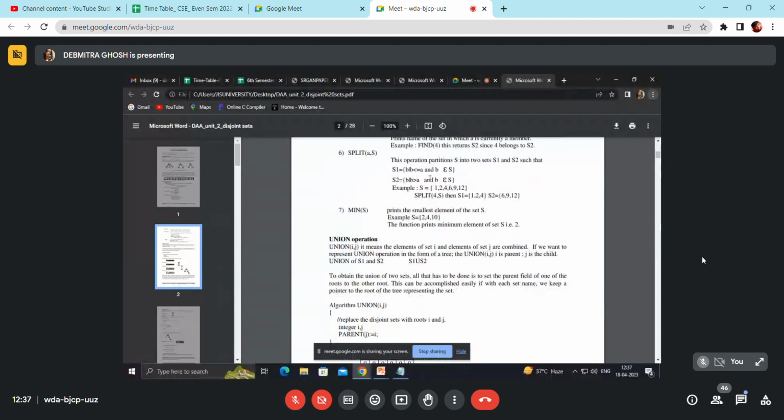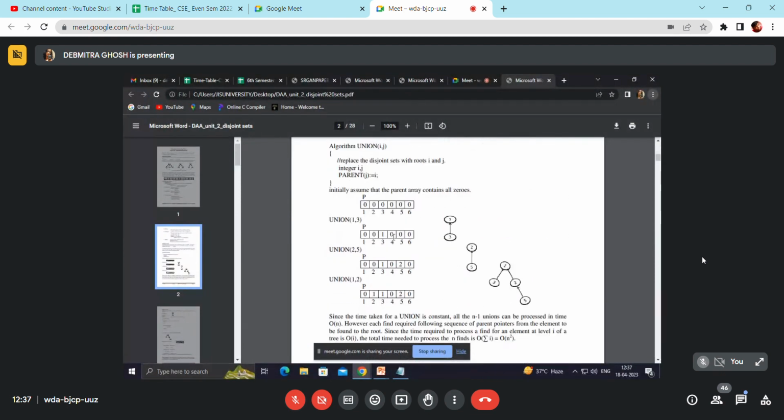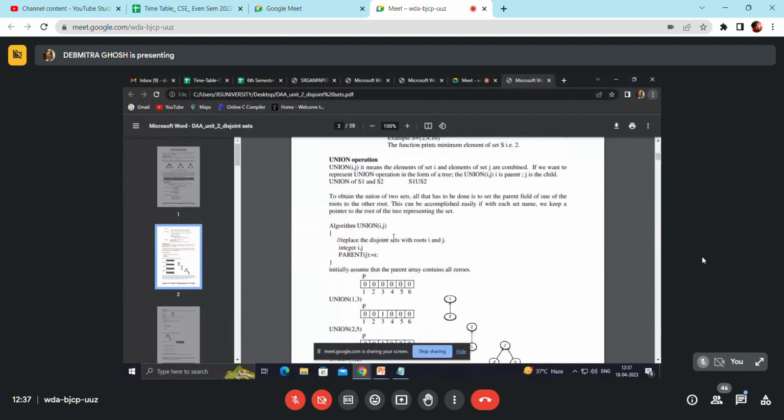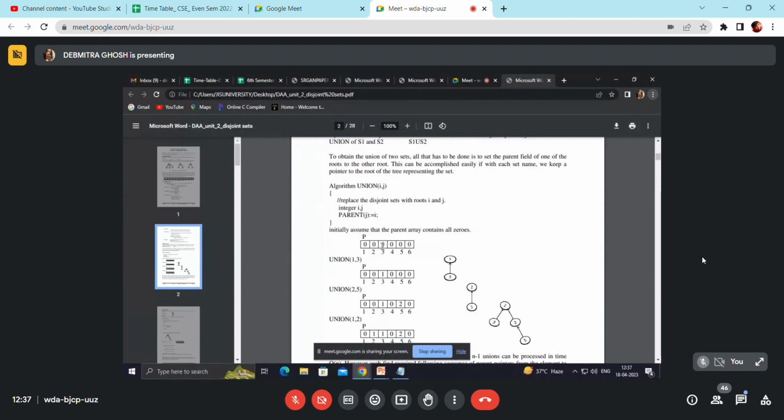Now find the union operation. Please write this algorithm, union operation. Union means combination of two sets. S1 union S2 means combination of two sets. So how to write the algorithm? Please copy the algorithm from here, and let me know once you have done.